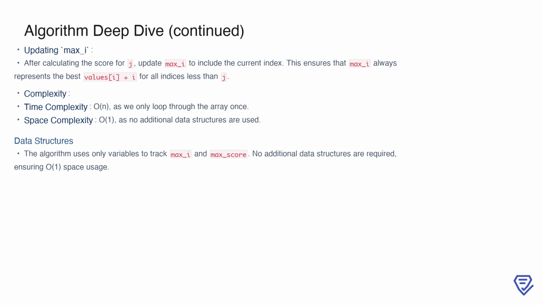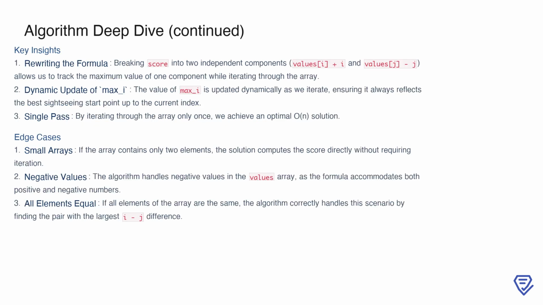The algorithm uses no extra data structures, relying only on variables to track max_i and max_score, which keeps the space complexity minimal. Breaking down the formula into independent components is a key insight that simplifies the problem. By separating values[i] + i and values[j] - j, we can dynamically update max_i as we iterate through the array, ensuring it always reflects the best possible value up to the current index. This allows us to calculate the score for each j in constant time while maintaining the optimal solution. The single-pass approach ensures efficiency with O(n) time complexity.